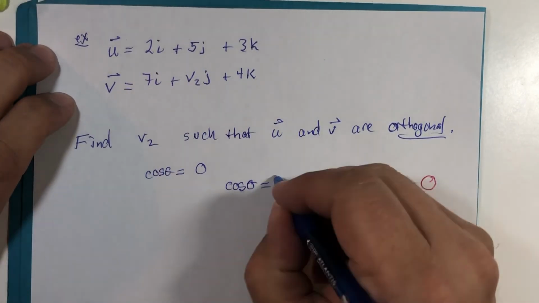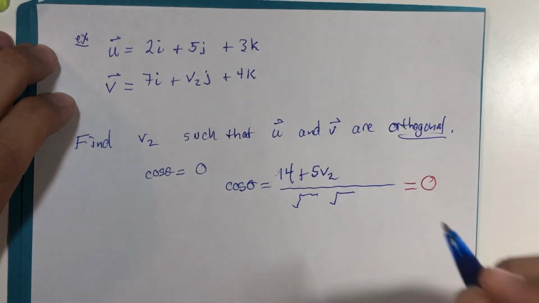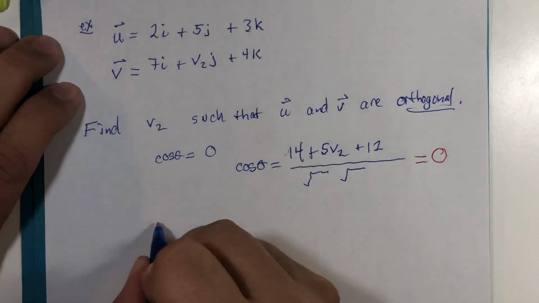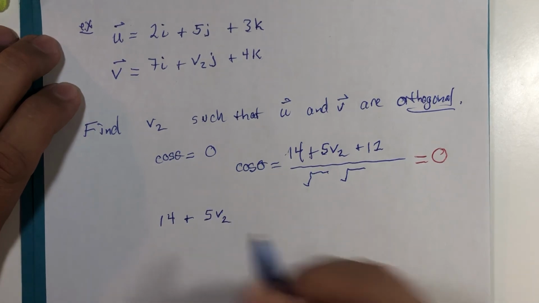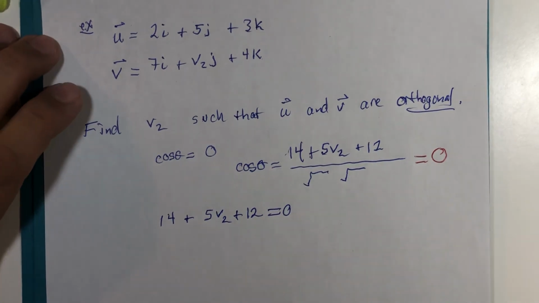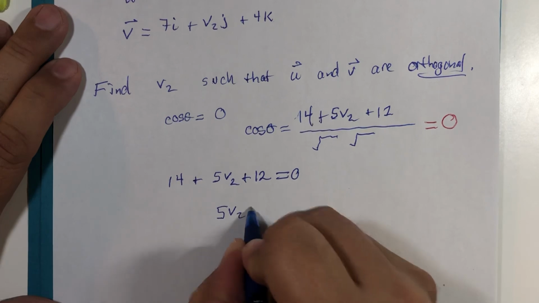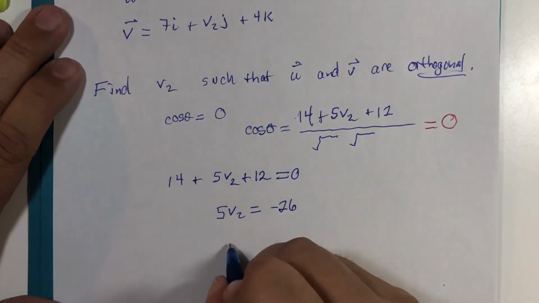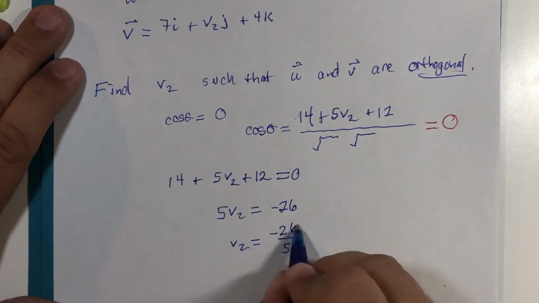So 2 times 7 is 14. 5 times the component V2, and then 3 times 4 is 12. I want 14 plus 5 multiplied by V2 plus 12. I want that to be 0. All right, some little algebra. 5V2 equals, that's right, negative 26. V2 is equal to negative 26 divided by 5.